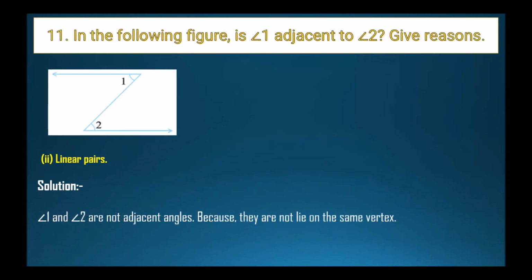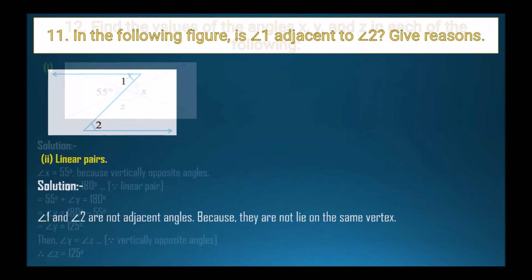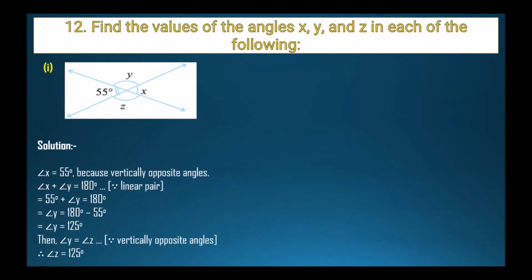11th question, from the given figure, is angle 1 adjacent to angle 2? Give reason. Angle 1 and angle 2 are not adjacent angles because they do not lie on the same vertex. 12th question, find the values of angles x, y and z in each of the following.